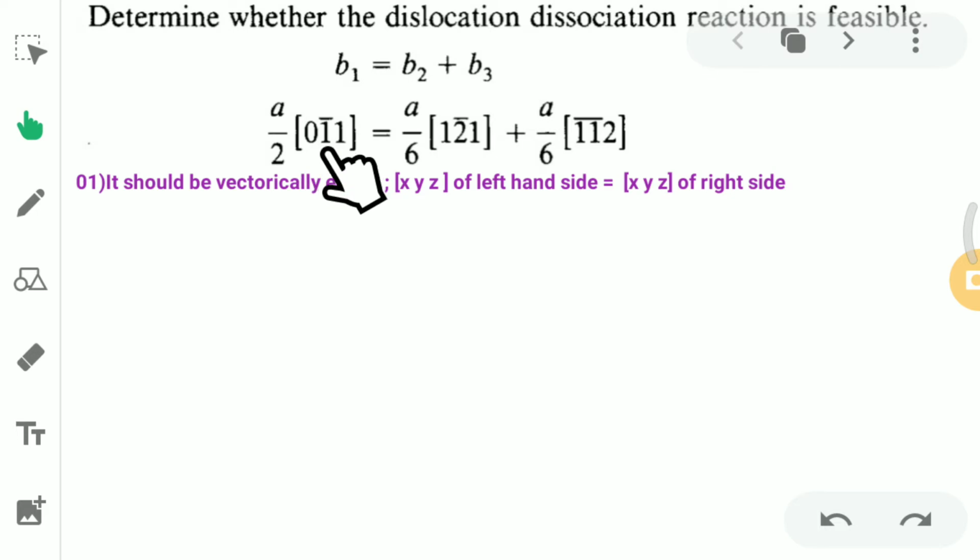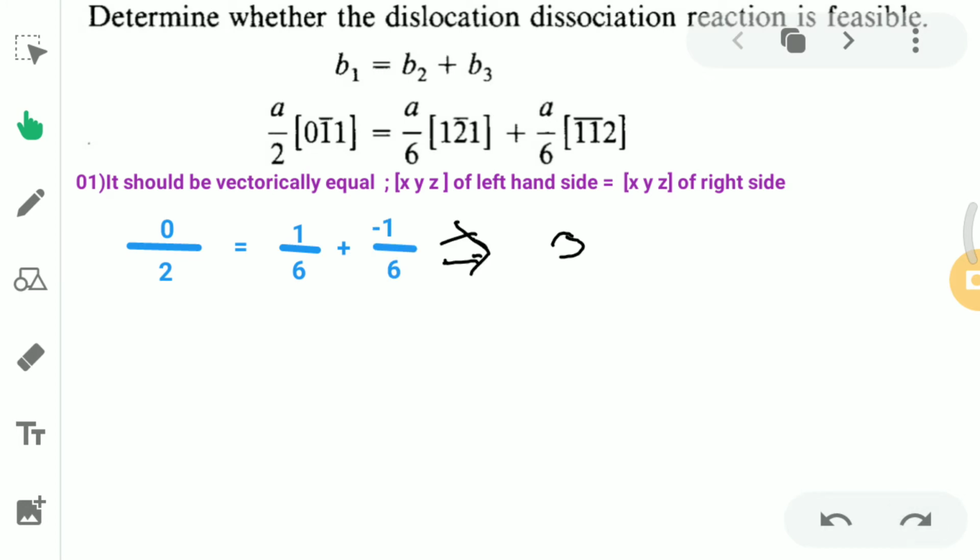For b1 it is [0 1̄ 1], so the first x component is 0 by 2. This 0 by 2 is equal to the x component of b2 plus b3. Here a by 6 means 1 by 6 is equal to 1 by 6 plus 1 by 6 plus minus 1 by 6, which is equal to 0. So here the x component is 0 equal to 0. So it is satisfied.